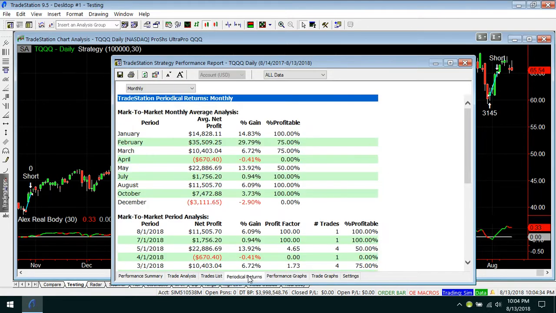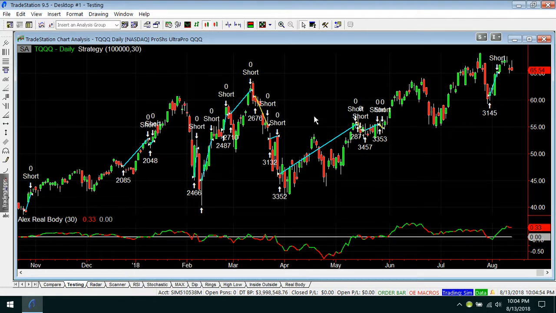That's how it works. Here's the periodical returns, month by month. How does it do? Only had a couple of losing months, and one of those is only 670. So the strategy is quite robust, quite profitable, and I thought that would be something worth sharing with you. So enjoy that. I hope it makes some trades for you. I hope you get some good out of it.